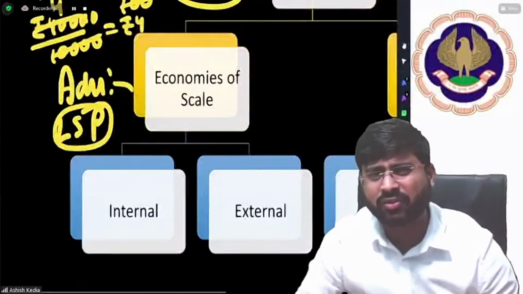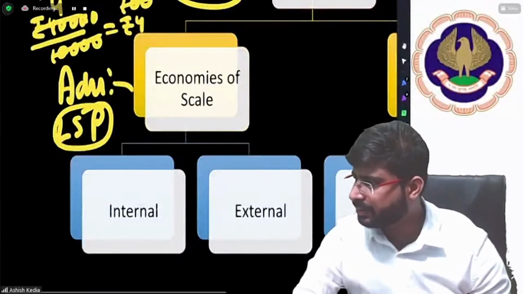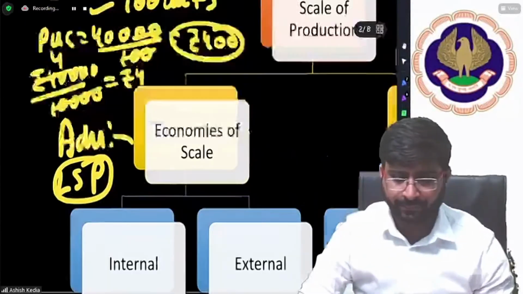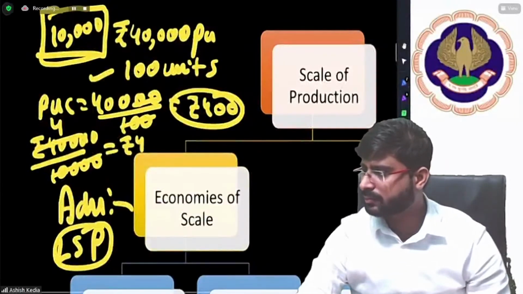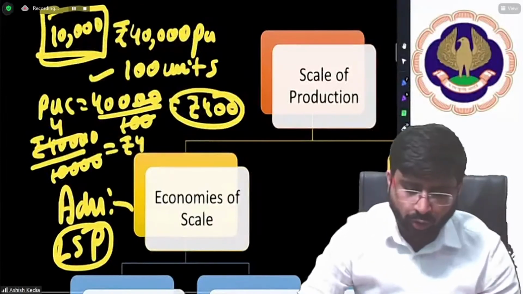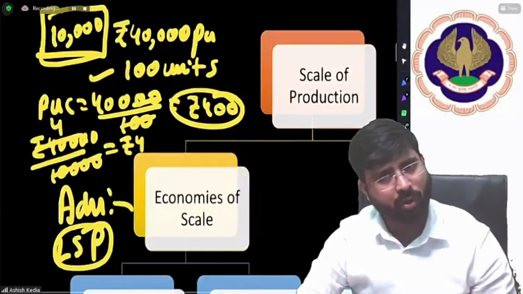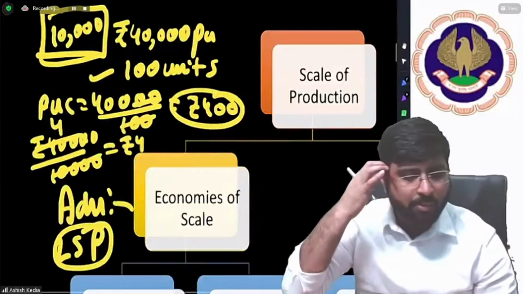Is it crystal clear, friends? Yes or no, please? Okay. Yes. Yes. Sir, we definitely did understand. So this is what economies of scale is all about. Now moving on.